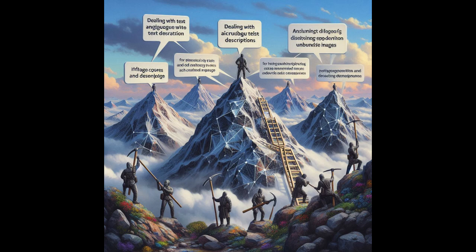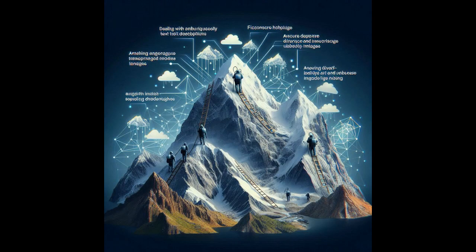They are equipped with tools like a pickaxe or a rope, symbolizing the techniques used by the models to tackle these challenges. In the sky above, there's a cloud with a question mark, representing the subjective nature of evaluating the performance of these models. Beams of light are emanating from the cloud, falling on different parts of the landscape, symbolizing the varying interpretations of the quality and relevance of generated images.